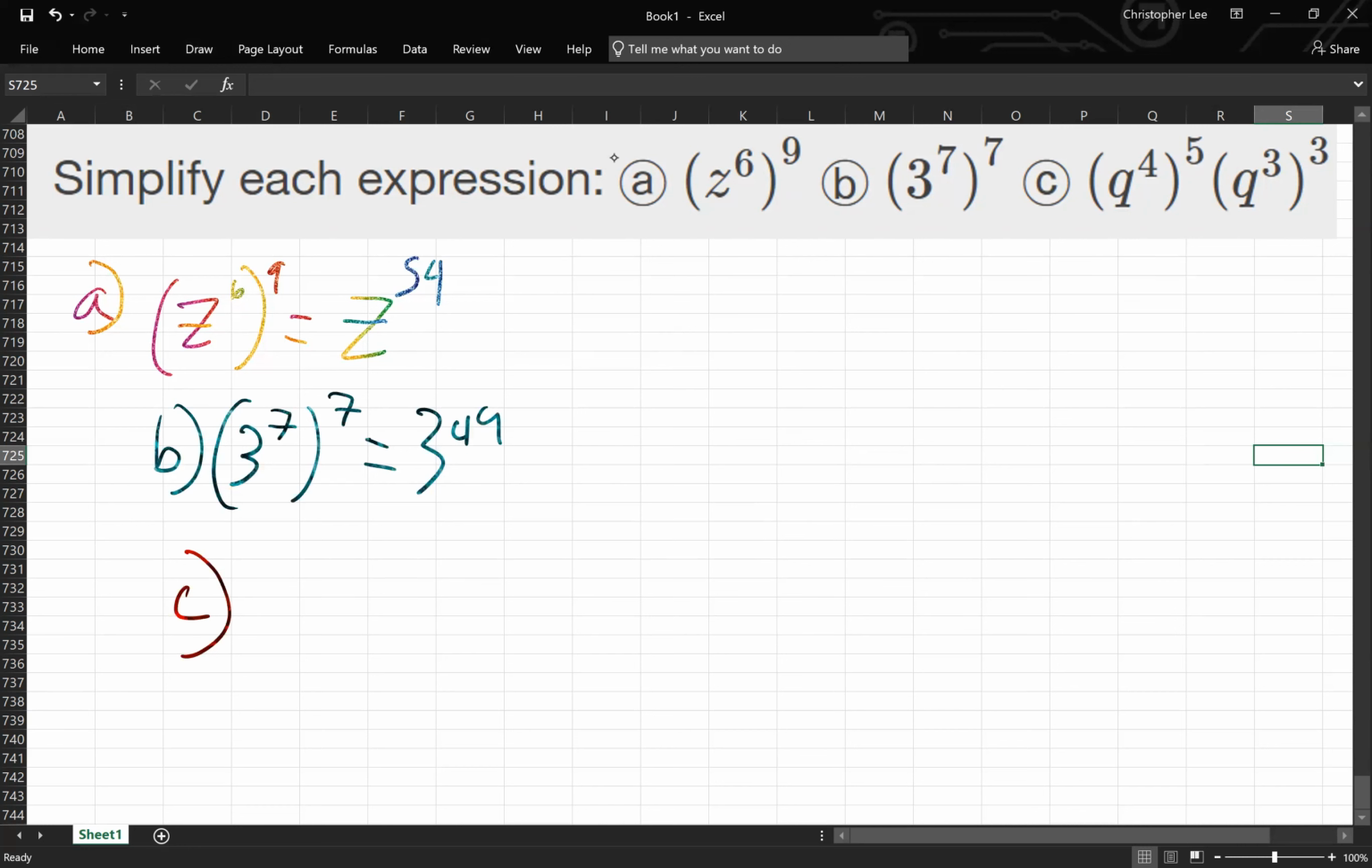C, this is what? Q to the 4 times 5, call that 20. And q to the 9. Put those together. This gives me q to the what? 29. Good. Questions on it? Anybody? Let's keep moving.